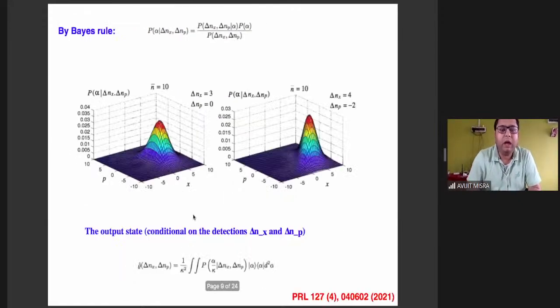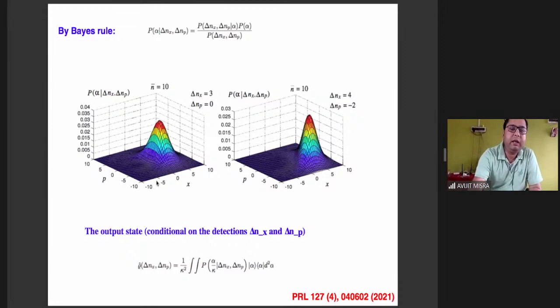Okay. Now we know the state, and the post-measurement state, which is the unmeasured part, is displaced from the origin, as you can see. Now we need the P distribution, and we can get the P distribution of the post-measurement state using Bayes' rule from the initial and detected photon number distributions. Suppose we get the outcome delta nx and delta np. What is the corresponding state? We can get the state if we integrate over all input parameters alpha.